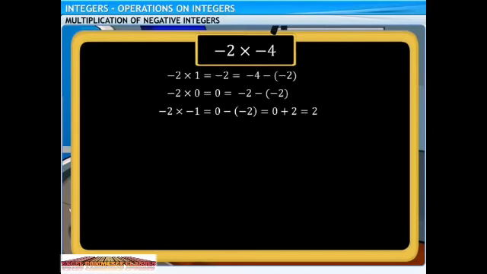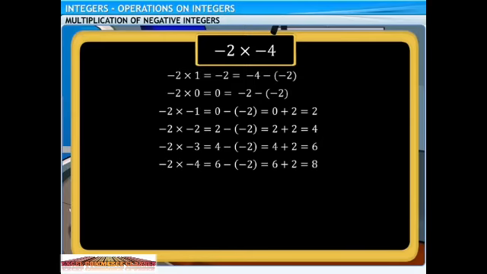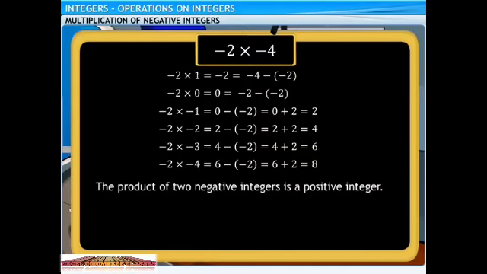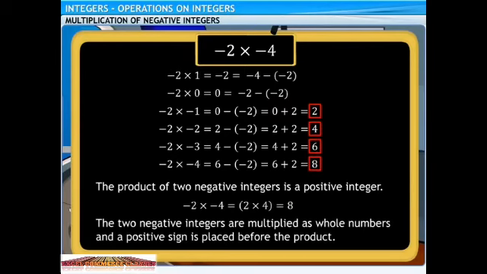We have seen the multiplication of a positive and a negative integer. Now, what if both the integers to be multiplied are negative? For example, consider minus 2 multiplied with minus 4. Let's follow a pattern and write the numbers as shown. From the pattern, you can see that the product of two negative integers is a positive integer. The two negative integers are multiplied as whole numbers and a positive sign is placed before the product.